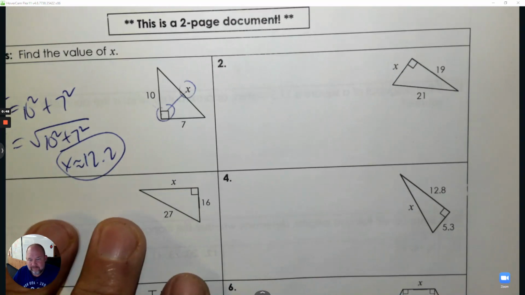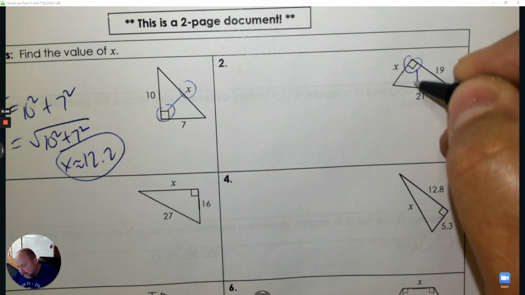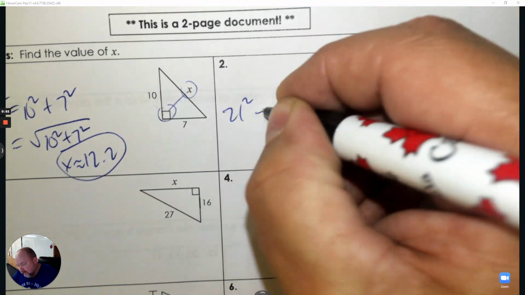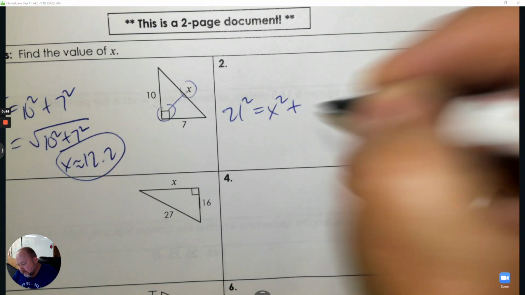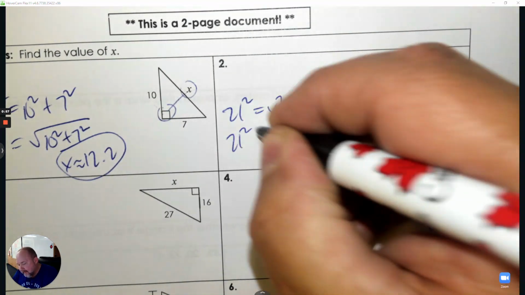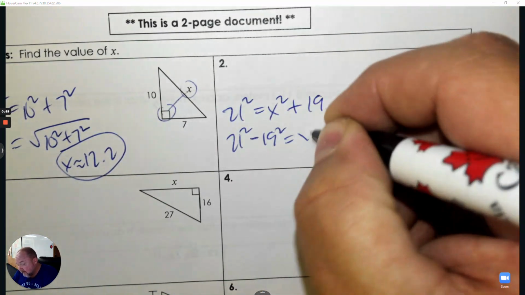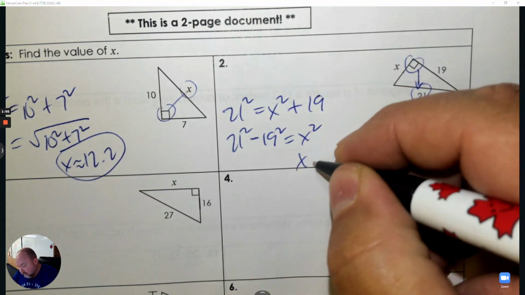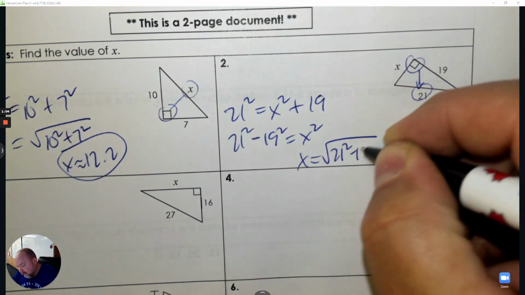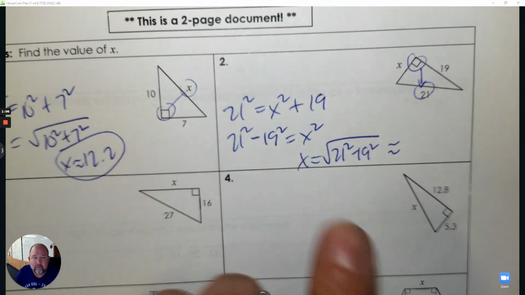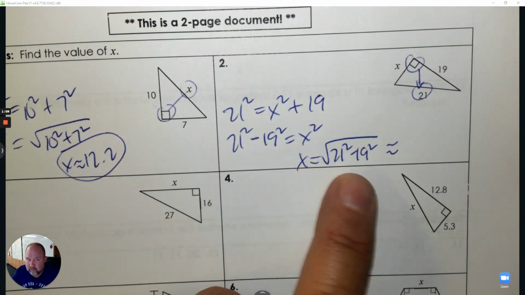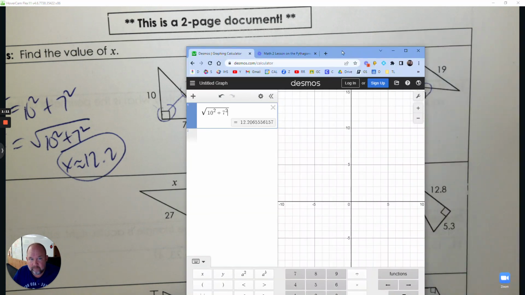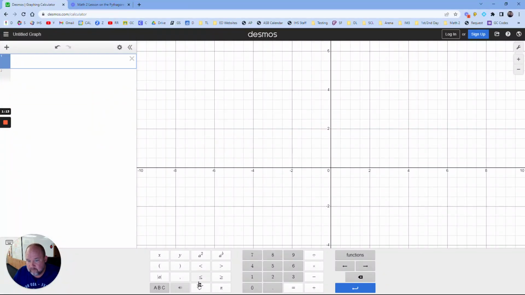All right, let's try it again. Identify the hypotenuse, the longest side, that's 21. And then the other two sides, the order doesn't matter. And I want to get x by itself. So I subtract, and then I square root. And that's what I'm going to put in the calculator and see what the answer is. So it's the square root of 21 squared minus 19 squared. And that's about 8.9.